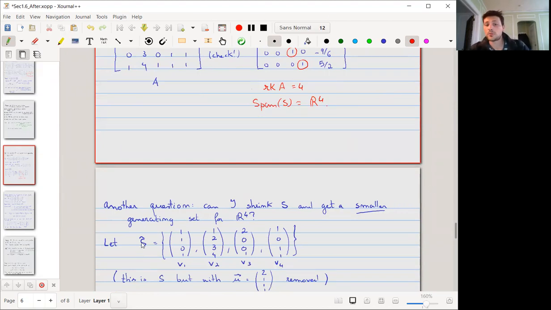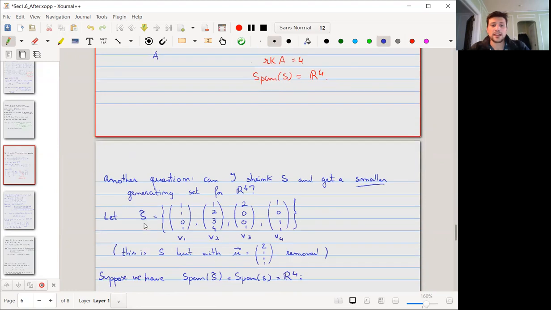So here's the setup that I would like to try. Let's define a new set, S twiddle, by keeping the first 4 vectors in S. And I'll give them names so that I don't have to keep writing them out. I'll call them V1, V2, V3, and V4. As I said, this is exactly the set S, but let's remove the last vector, which I'll call U. Now, the question is, is it true that the span of S tilde is the same as the span of S, which is the same as R4 as we saw?